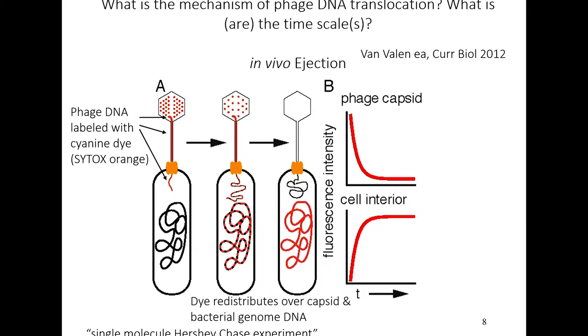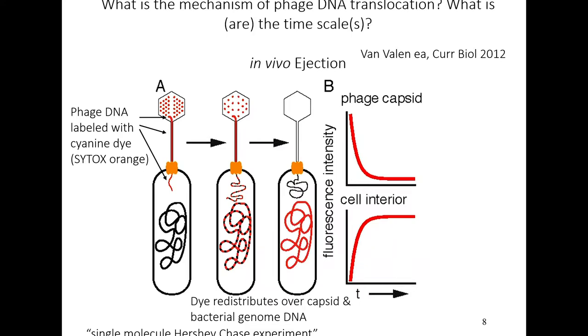The question we address, or what Rob and his collaborators already addressed, is what the mechanism is of phage DNA translocation. So it was proved by Hershey and Chase indeed that DNA is the carrier of genetic information. Now the question is, how does it work? What is the mechanism, right? Can we quantitatively describe that? What are the timescales, for example? And I think the experiment that they did is really elegant and smart.